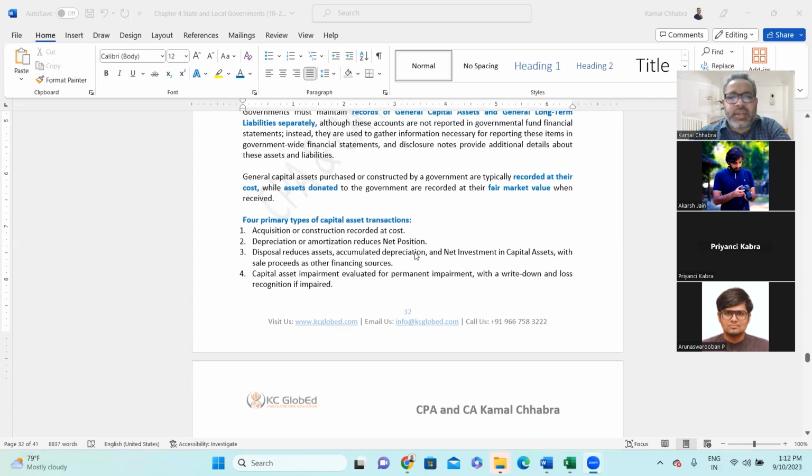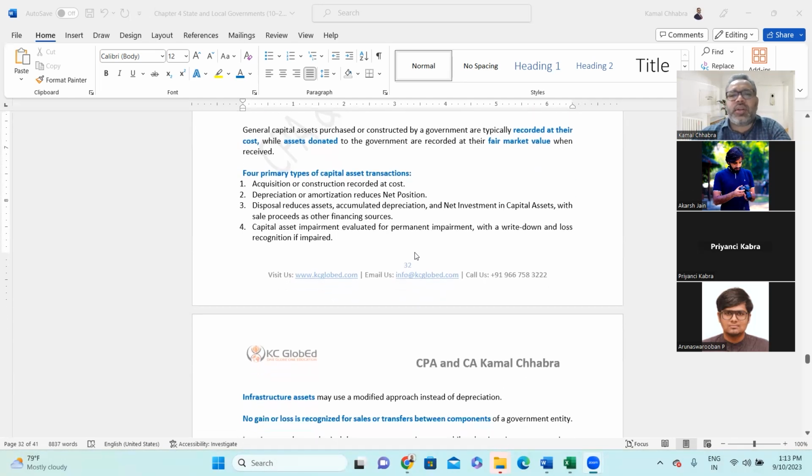Right? General capital assets purchased or constructed by the government are typically recorded at their cost. When you are constructing any building or any floor or any infrastructure, all the items need to be disclosed at cost.